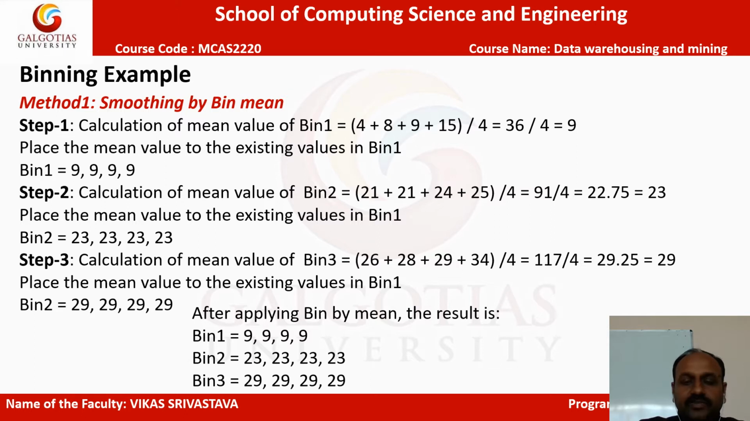In a similar fashion you will apply it with bin 3: 26, 28, 29, 34. You will get 29.25, and the rounded value will be 29. So 29, 29, 29, 29. After applying the bin by mean, the result will be bin 1: 9, 9, 9, 9, bin 2: 23, 23, 23, 23, and bin 3: 29, 29, 29, 29.